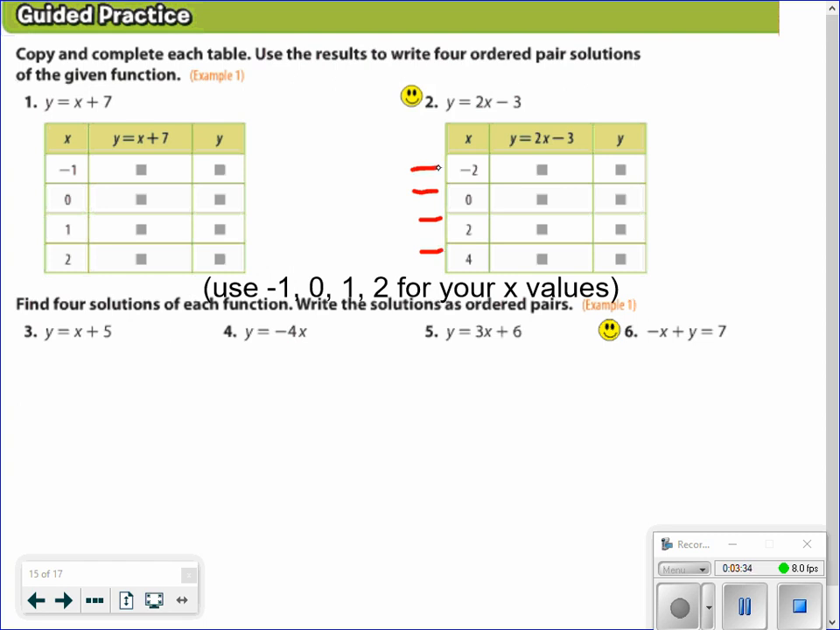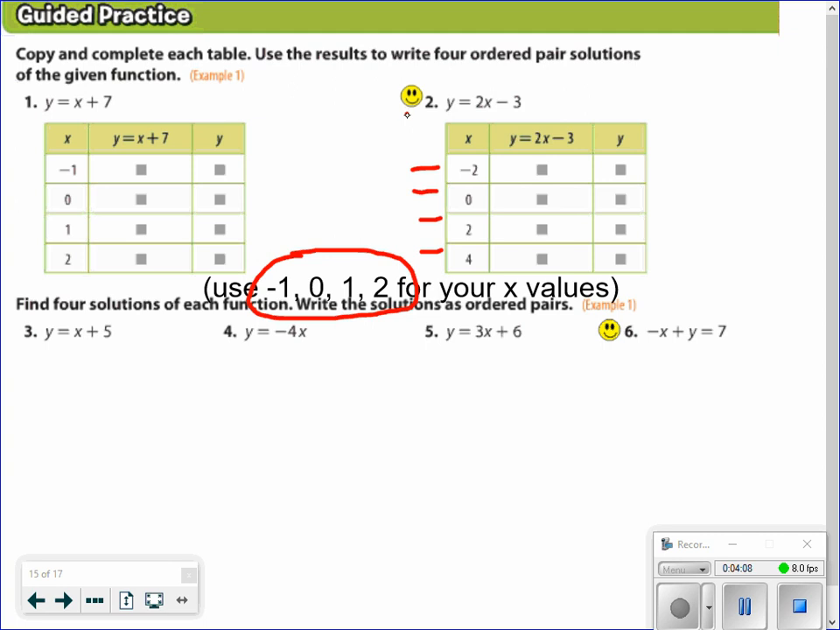But in the next section, like 3, 4, 5, and 6, they didn't give you a chart, and you have to come up with your own, and that's where I want you to always use -1, 0, 1, and 2. If we were in class, I'd let you choose your own, but for you to check your answers, the answers are going to be matched up with -1, 0, 1, and 2. So for number 2 up here, I'm going to work on that one. Again, the chart's already there. You can just copy the chart down in your notebooks, and then go ahead and solve this.